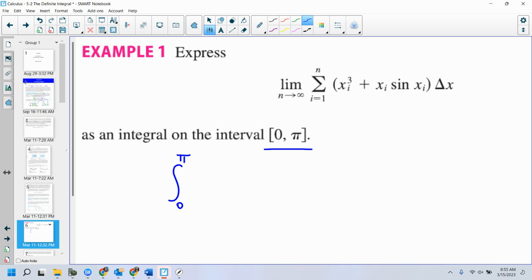Next comes my function. Well, I basically can just rip this straight out of here and just take off the i's. So it's going to be x cubed plus x sine x. And then dx. And that's a heck of a lot easier than writing the sum all the way out.